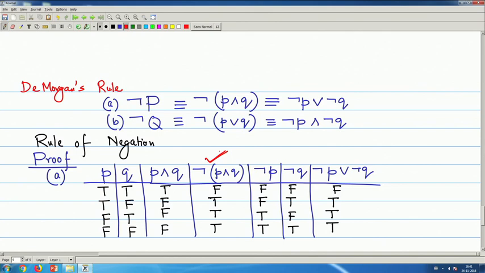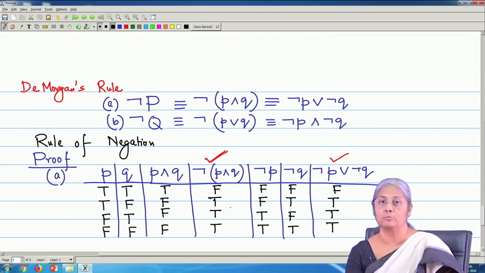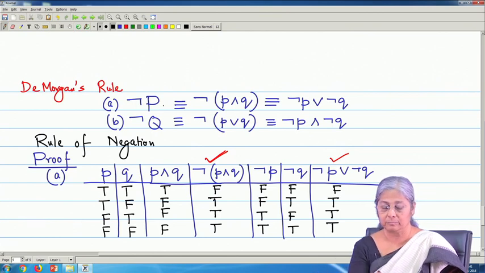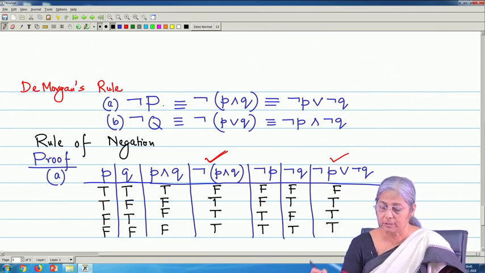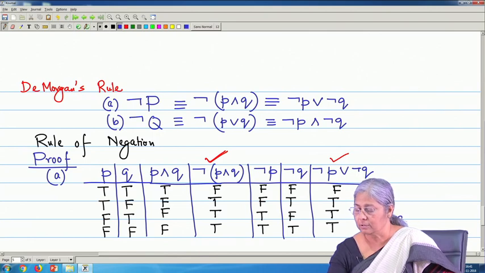Now, this is our left hand side, the negation of p and q: F T T T. And this is our right hand side, negation p or negation q: F T T T. So, what we see is that for all possible assignments of p and q, whether both are true, both are false, or one true and one false, they take the same truth value. So, De Morgan's rule, the A part, is proved.